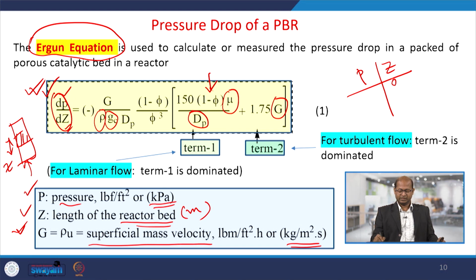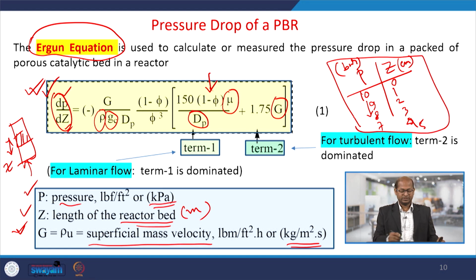So, bed length, let us say we start with 0, 1, 2, 3, 4, 5, in terms of total bed height in centimeters. From 0, let us say we started with 10 bar pressure. Along the length, as it increases, the pressure will slightly decrease: 10, 9, 8, 7, like that. We can get these tables if we solve equation 1.